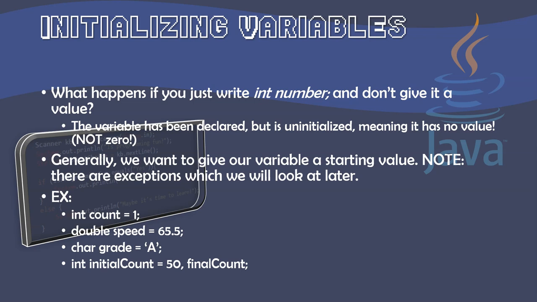So here's some quick examples. Int count equals 1, double speed equals 65.5, char grade equals quote A, int initial count equals 50, comma final count. Now if you look at this one, initial count is initialized, but if we look at final count, is final count initialized? You will notice this one is not. I wanted to put this example here because this shows that we can initialize a variable, but we don't necessarily have to initialize every variable within that same line.